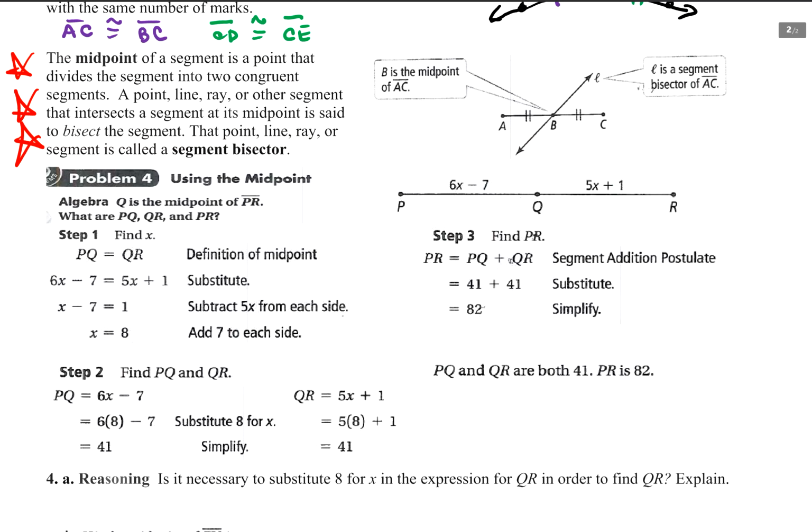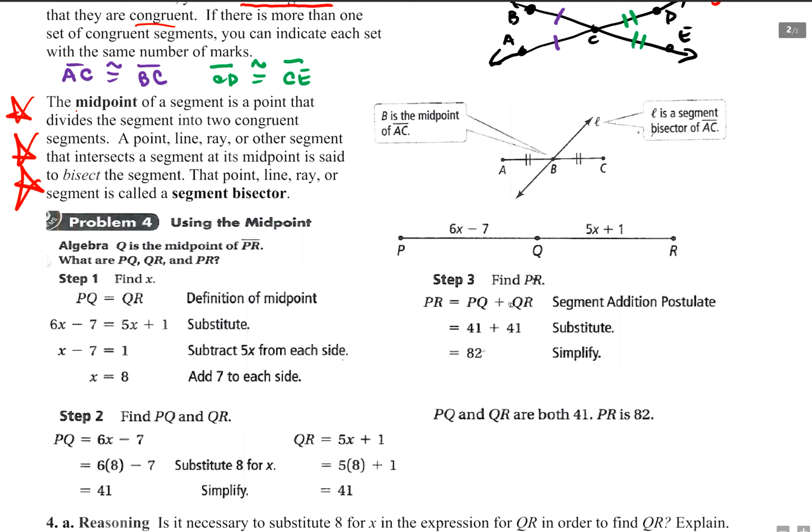Next big idea here is midpoint. And you know what a midpoint is. Midpoint is halfway between two things, right? The midpoint of a segment is a point that divides the segment into 2 congruent segments. So as soon as we see the word midpoint, we know that our segment is cut in half. And we know that the 2 parts are congruent.